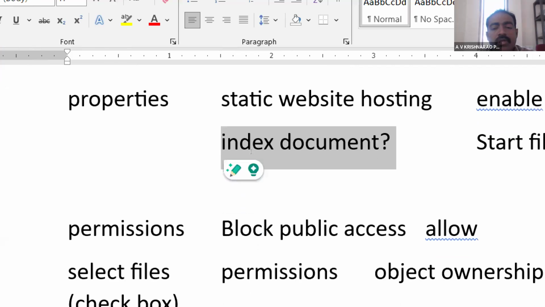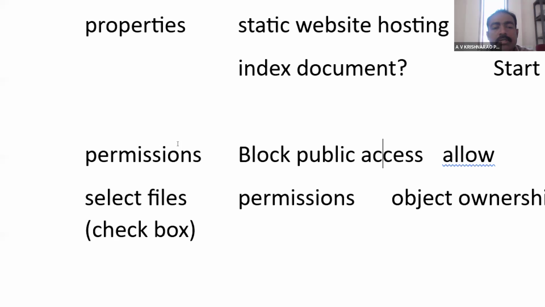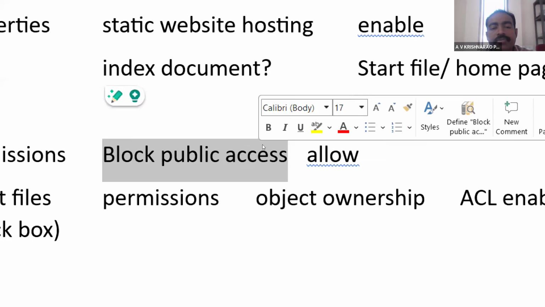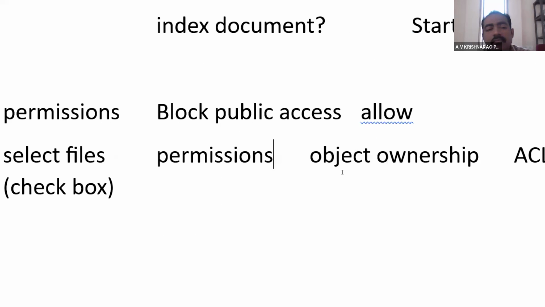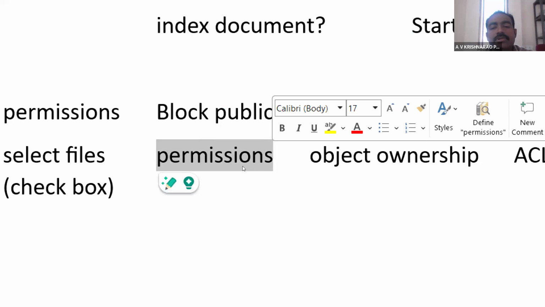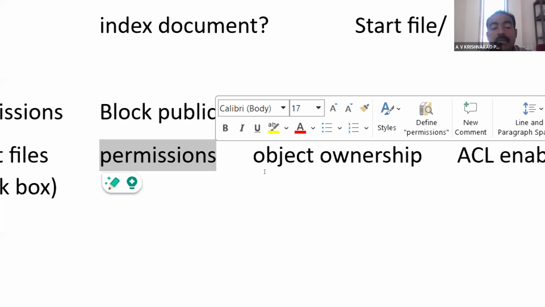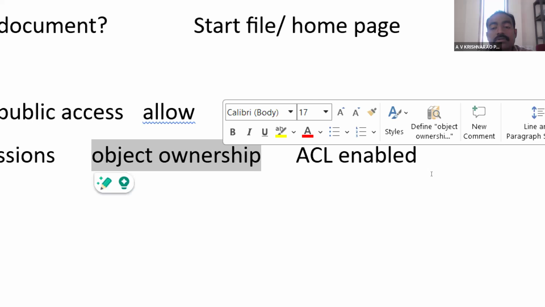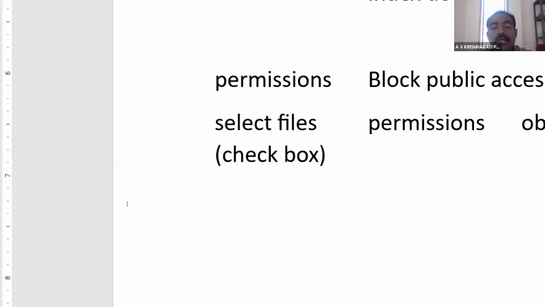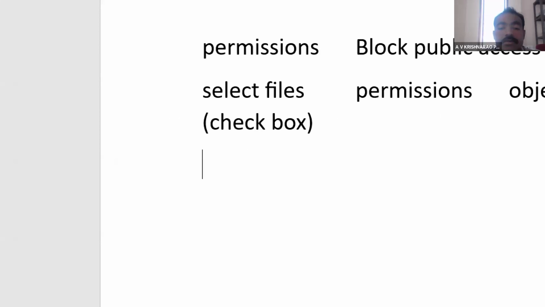In the next step, inside the bucket you can see permissions. In the bucket permissions, you need to set this property. There is a property called block public access. You need to allow this one. And the next thing we need to do here is make the bucket files also public. We make the bucket files public by using the object ownership in the permissions. There we need to select the files.